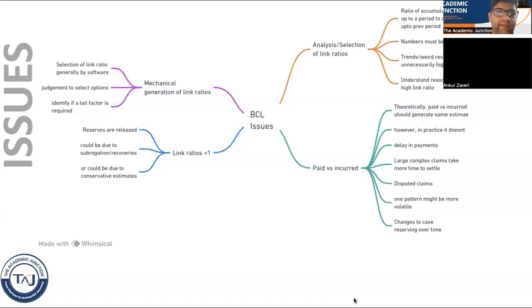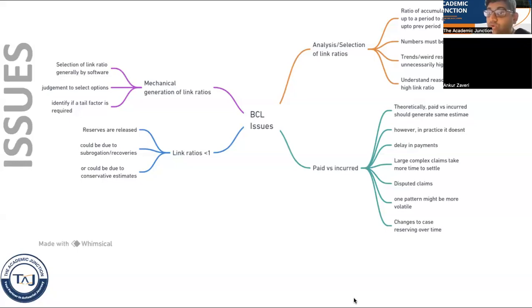So that's one thing. The official answer is that reserves are released, right? That release could happen because of whatever your points. You were bang on the money there. So link ratios less than 1 is another issue with basic chain ladder. The other one is paid versus incurred that we kind of discussed, right? Theoretically, like I mentioned, they have to generate the same estimate, but practically it doesn't.